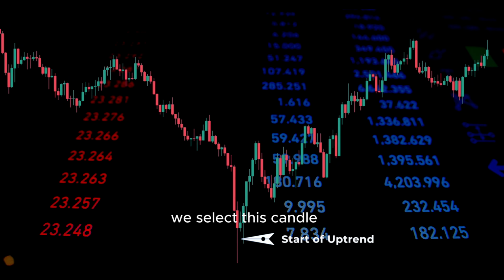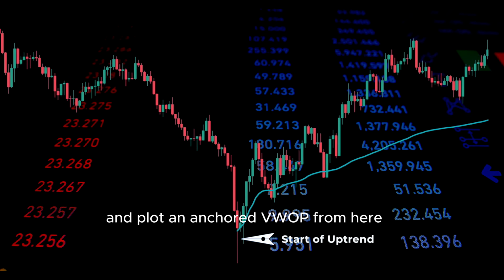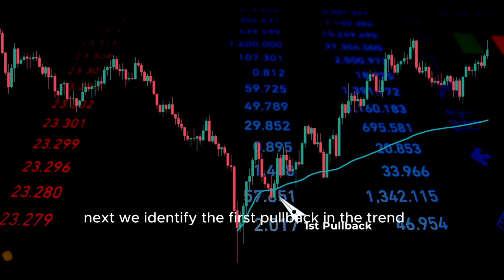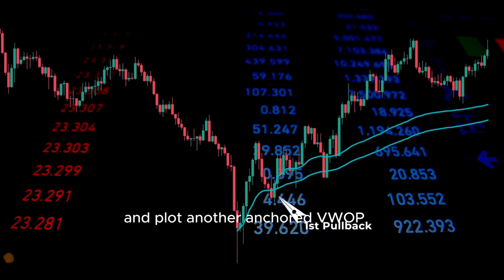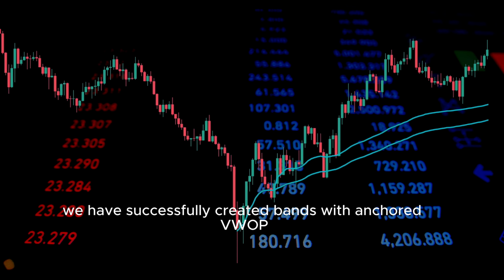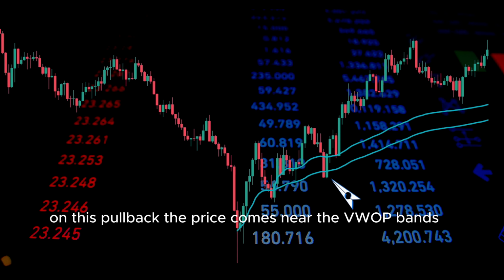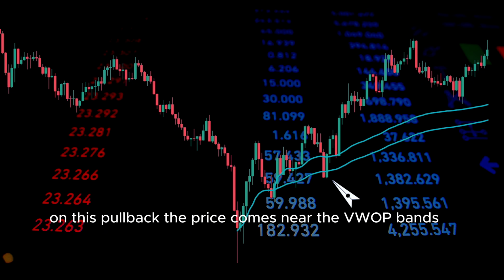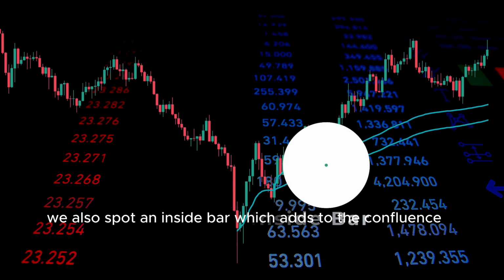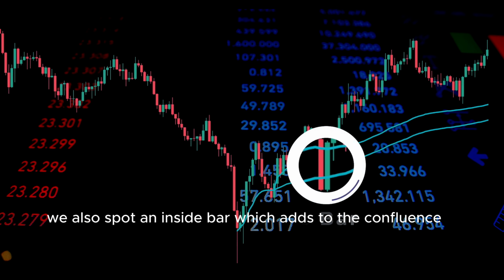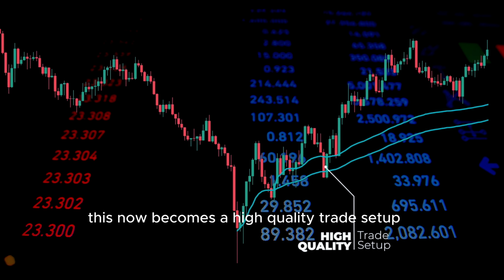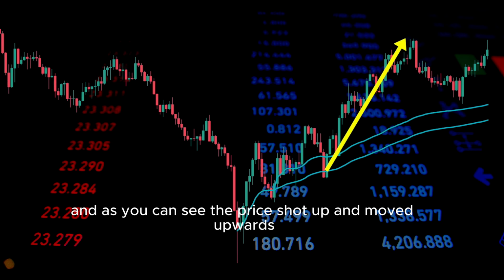We select this candle as the starting point of an uptrend and plot an anchored VWAP from here. Next we identify the first pullback in the trend and plot another anchored VWAP from the end of the first pullback. Now, we have successfully created bands with anchored VWAP. On this pullback the price comes near the VWAP bands. We expect the price to find support and move upwards. We also spot an inside bar which adds to the confluence. This now becomes a high-quality trade setup. And as you can see, the price shot up and moved upwards.